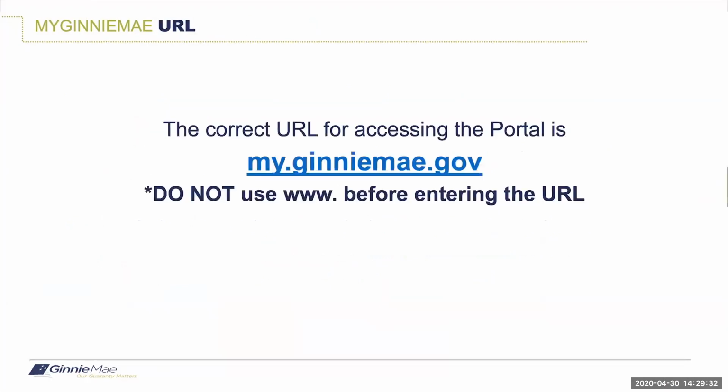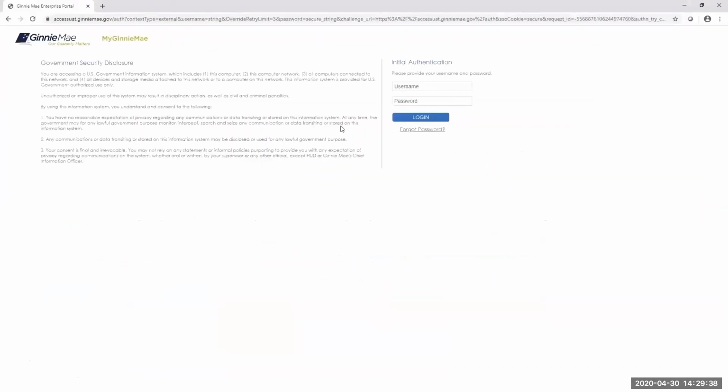Now, to log into MyGinnieMae, please navigate to the URL, entering my.ginniemay.gov using the browser of your choice. Once you land on the MyGinnieMae page, you will then enter your username and password. And this is the user email address and password that was established during the registration form we just saw.